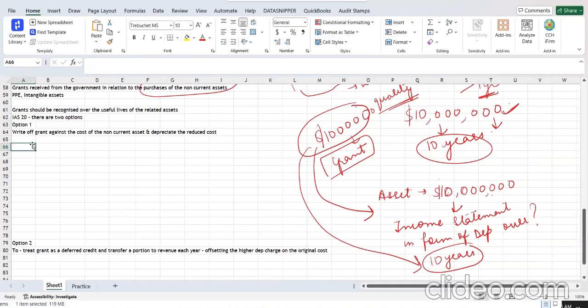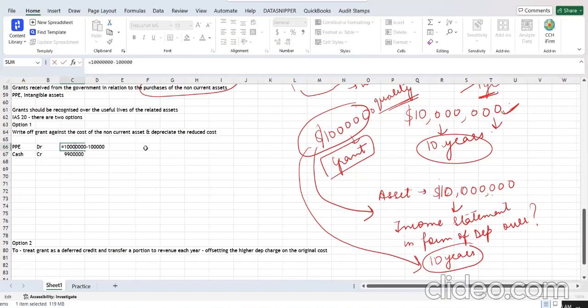So I will recognize my non-current asset, for example machinery, or PP&E. My PP&E would be debited. How much should be the amount? It should be 10 million minus 1 million. Why? Because I'm netting it off, I am reducing the cost through the grant income. And then I would credit my cash for the same amount. So this is the first option, that you net it.